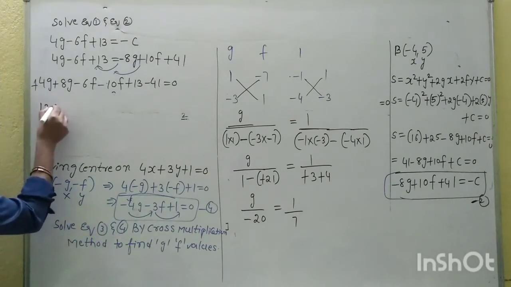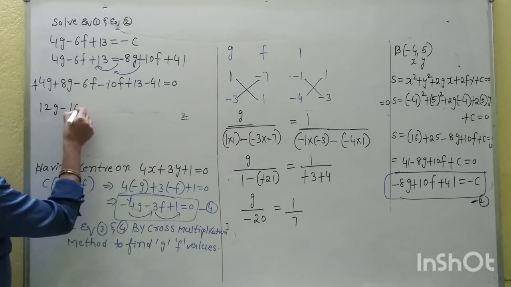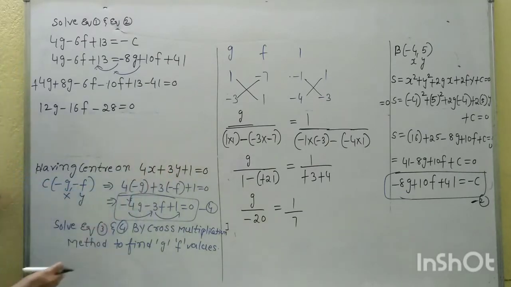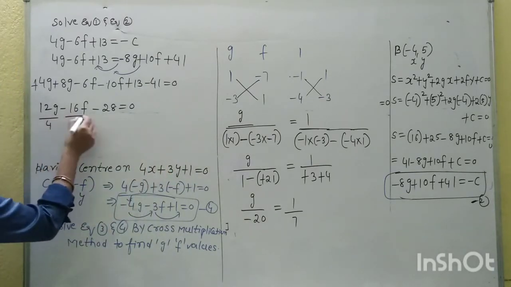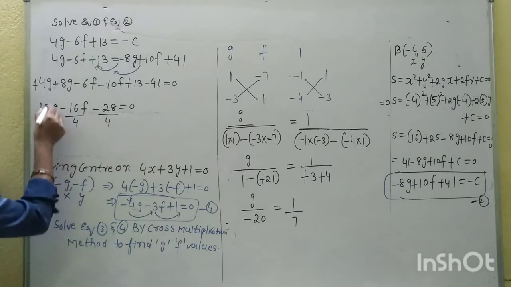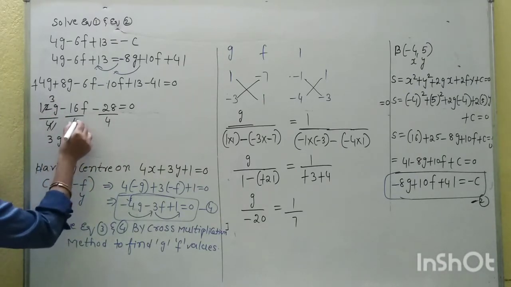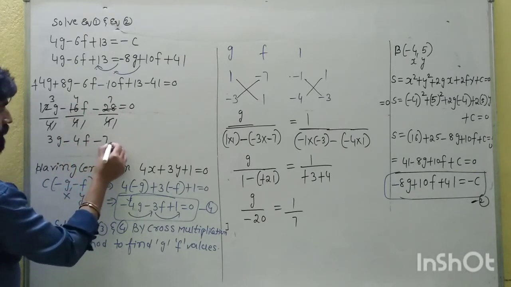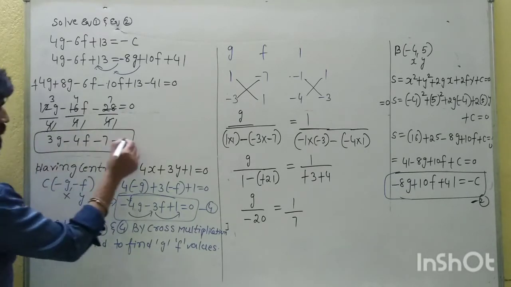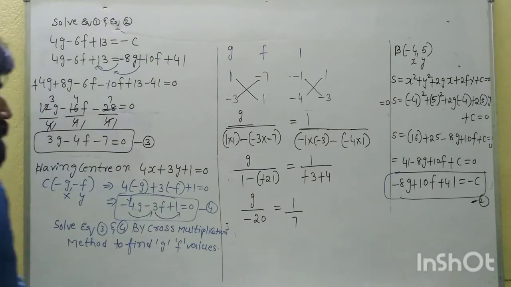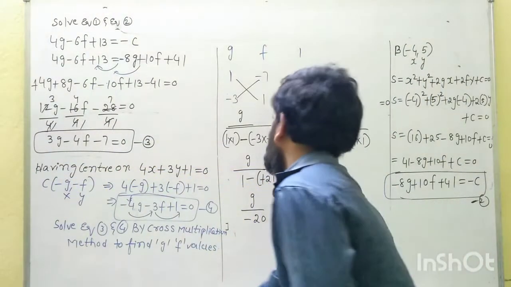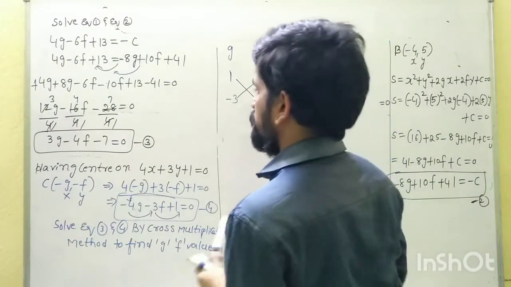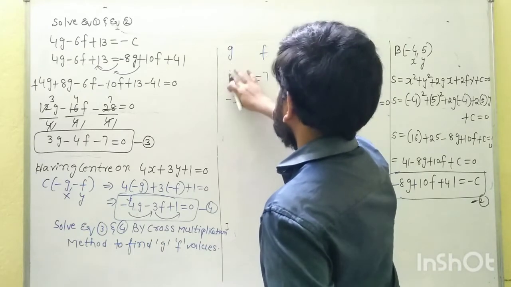We are going to get 12g minus 16f minus 28 equals 0. Dividing by 4, we get 3g minus 4f minus 7 equals 0. So this is equation 3. Everything else is the same, we just need to change here. I am doing this once again. So here, first of all, what we have to write, change this.